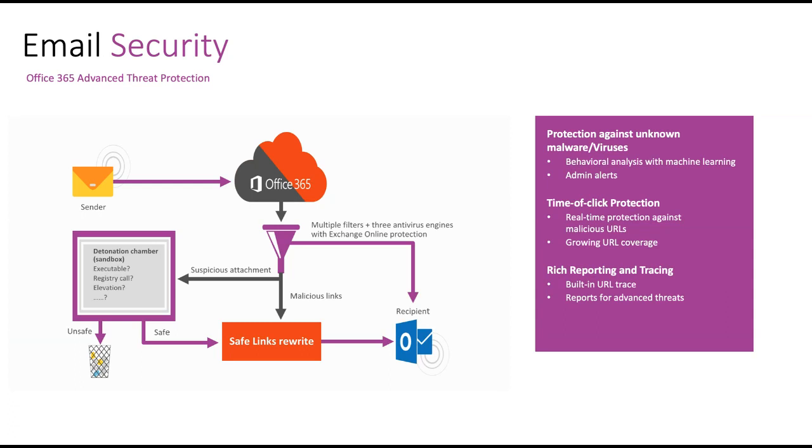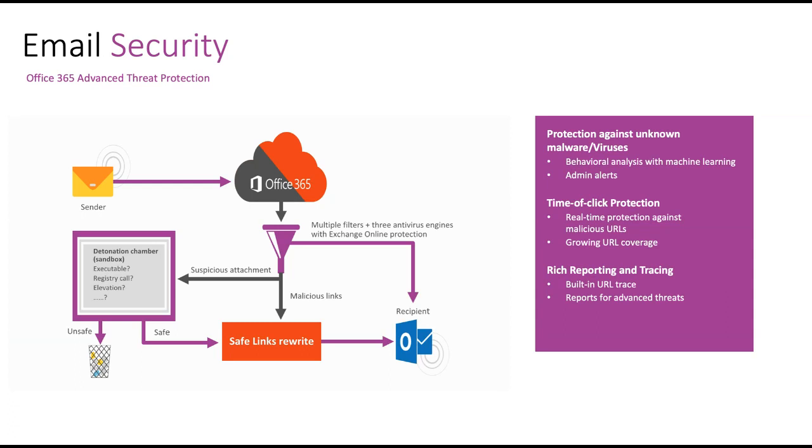If it finds any malicious content within there, so if it's doing any registry calls, if it's trying to ask for privileged elevation for user access, it will mark it as unsafe, and you have the options to configure within Advanced Threat Protection whether you deliver the original email without the attachment or you just delete the entire thing. If it's safe, it will obviously deliver it to the recipient.